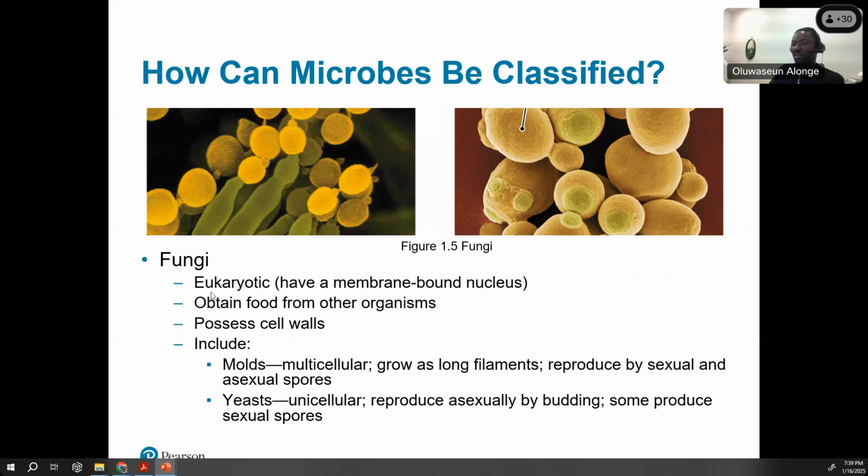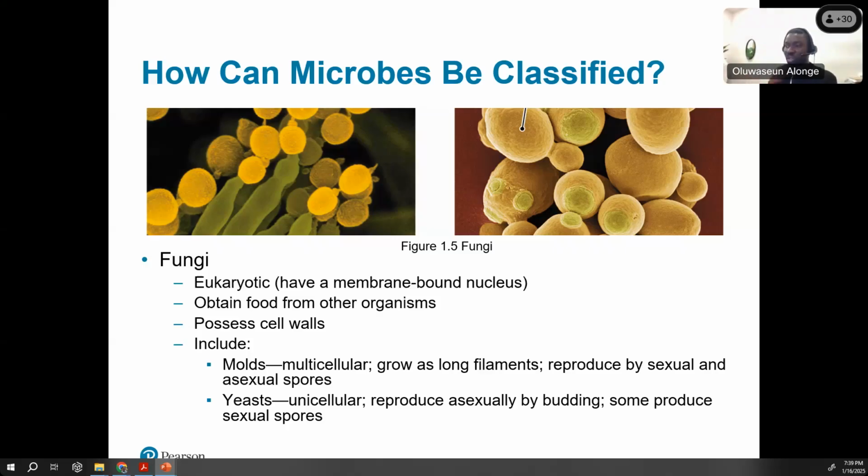Now, fungi are eukaryotic, unlike bacteria and archaea, which are prokaryotic. They have a membrane-bound nucleus, which is what differentiates eukaryotic organisms. Prokaryotic organisms do not have a true nucleus. They only have what we call a nucleoid region. Whereas eukaryotic organisms, which is where fungi belong, have a nucleus, and the nucleus has a membrane.